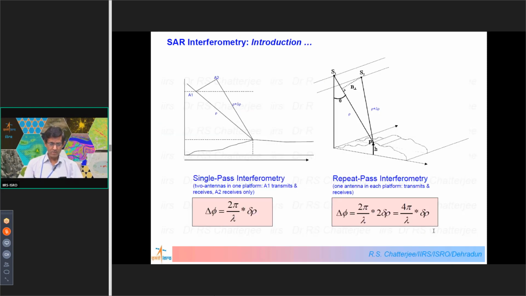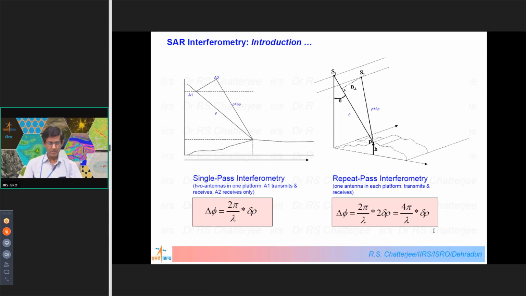Based on these two SAR images, whether they are acquired from the same platform or from different platforms, SAR interferometry can be called single pass interferometry or repeat pass interferometry. So for interferometry we need two SAR images, and these two SAR images can be acquired by the same platform like a spacecraft. These two antennas can be placed on the same spacecraft at A1 and A2, that is the receiving antennas, and one antenna is transmitting the pulse.